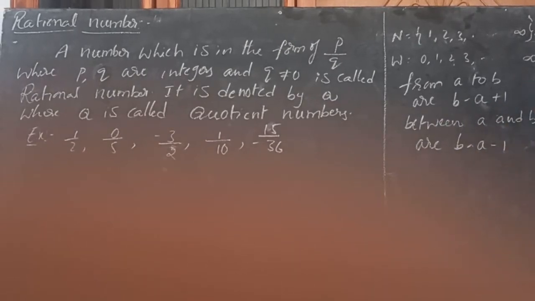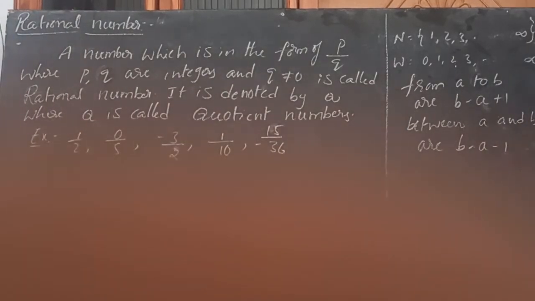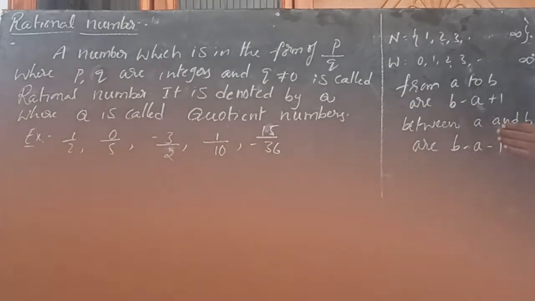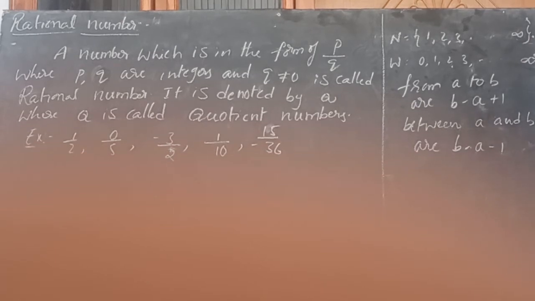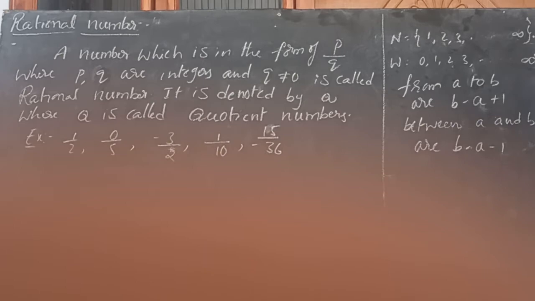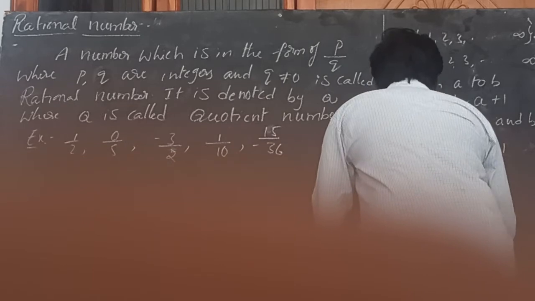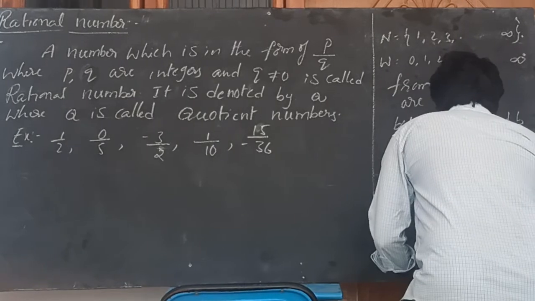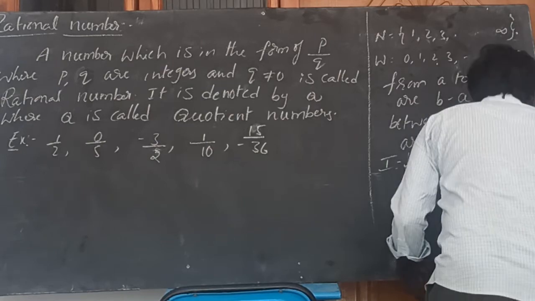Next, integers. What are called integers? Integers means the numbers which are whole numbers and negative numbers. Negative numbers means the numbers which are less than 0. Integers are denoted by capital I: minus infinity and so on, minus 3, minus 2, minus 1, 0, 1, 2, 3, 4, 5, 6 and so on to infinity.